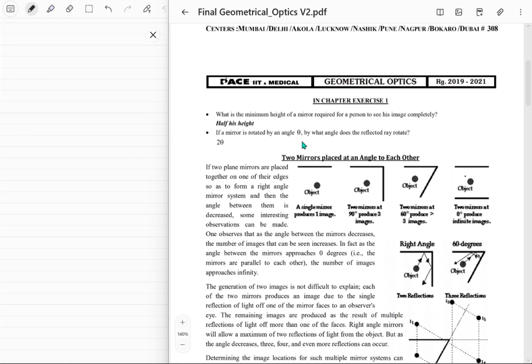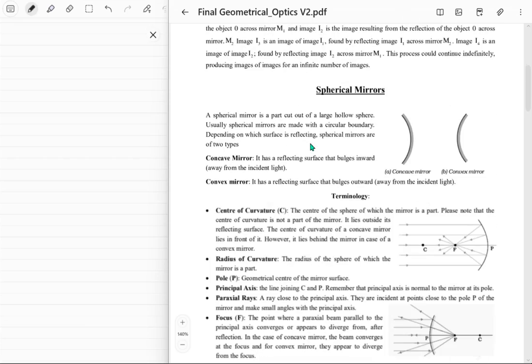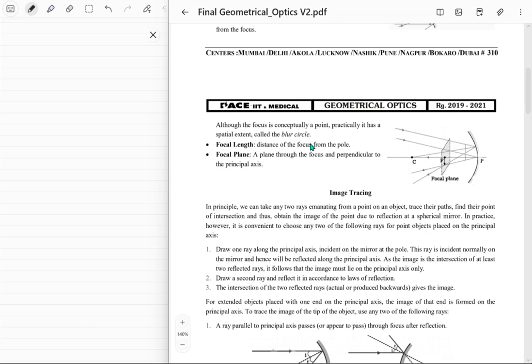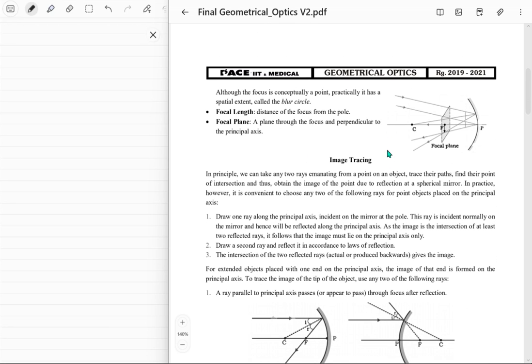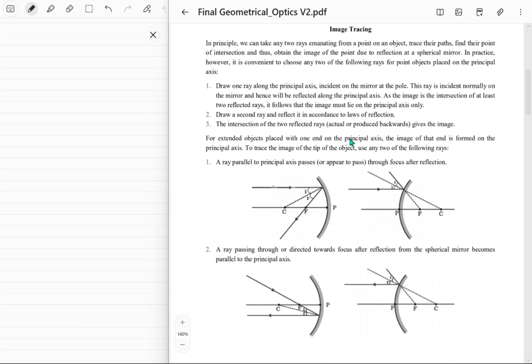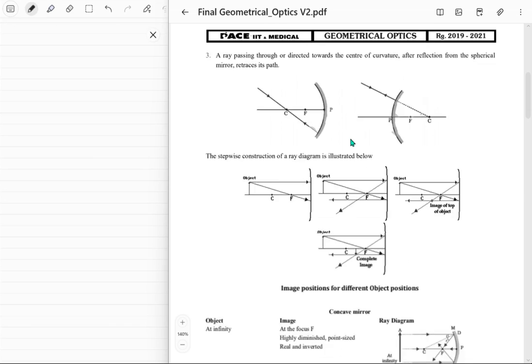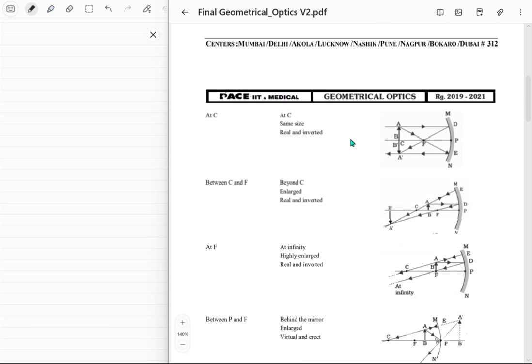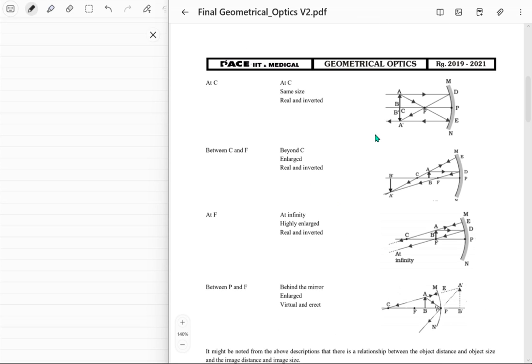Okay, in chapter exercise 2, where is it? Spherical mirrors. All this geometry that they did was actually unnecessary. You could have just done coordinate geometry, and that's the way I did it. Image tracing: no, I won't be drawing any ray diagrams unless you ask me to. And then you've got these, of course. I just hate this classification of when it will be bigger or smaller, but still I just read it.